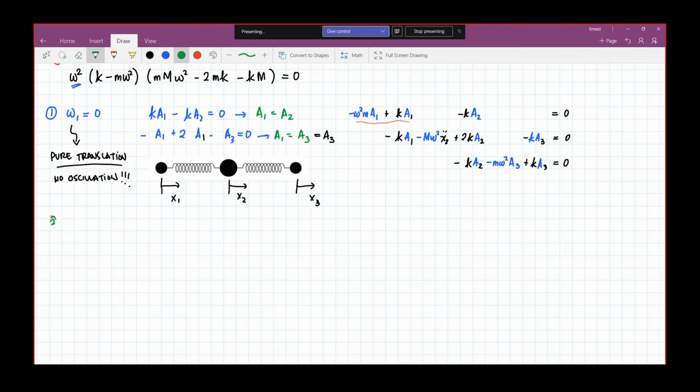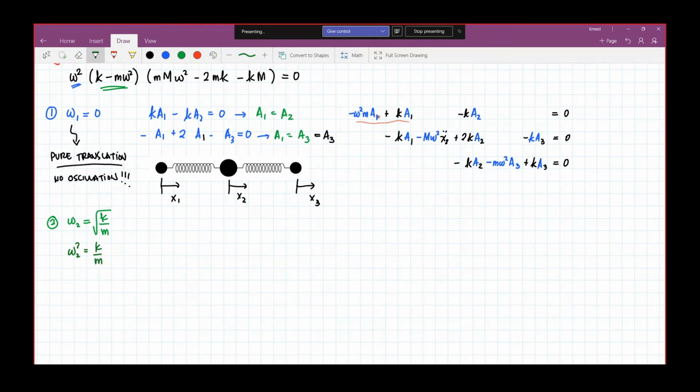So let's move to the second omega, and let's get it from here. Let's call this omega 2. If this is equal to 0, then omega squared is equal to k over m. So omega 2 would be the square root of k over m.